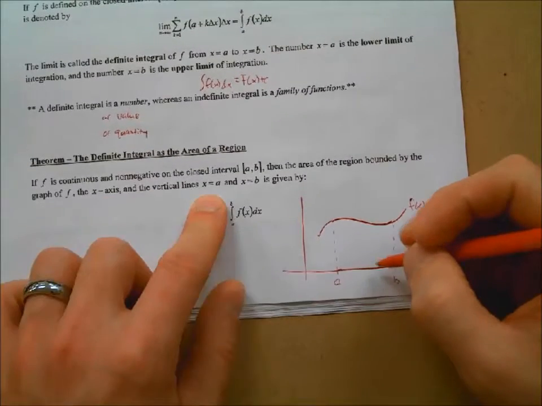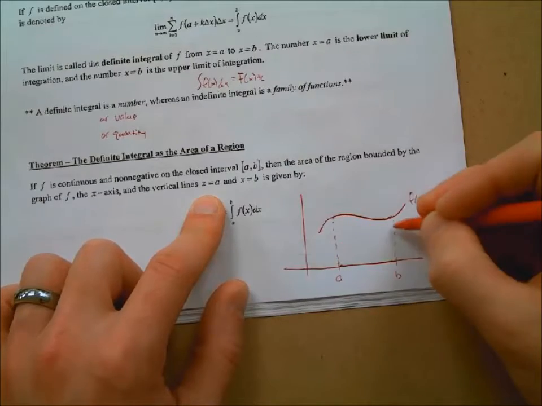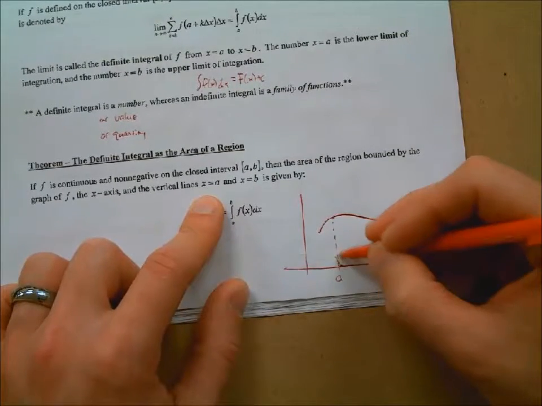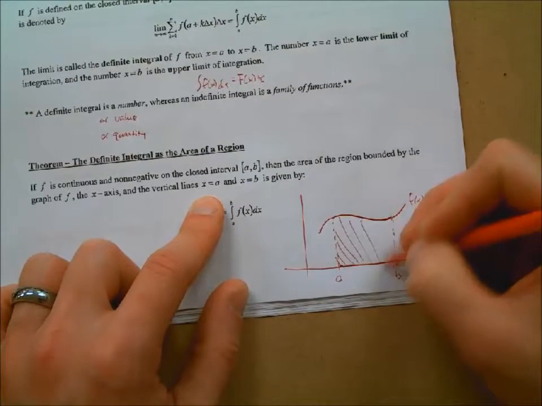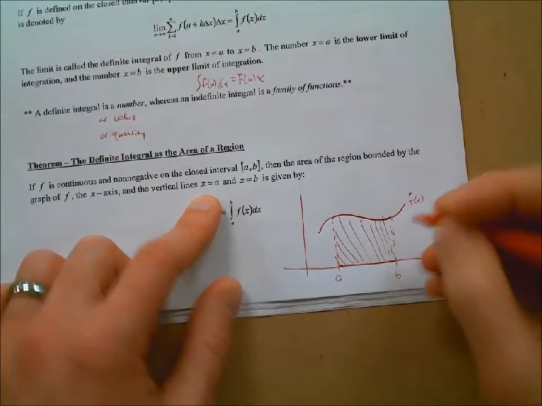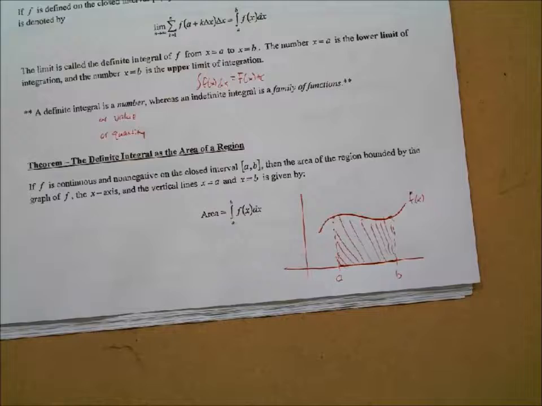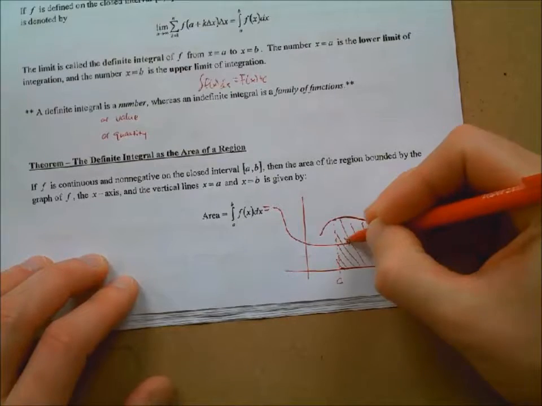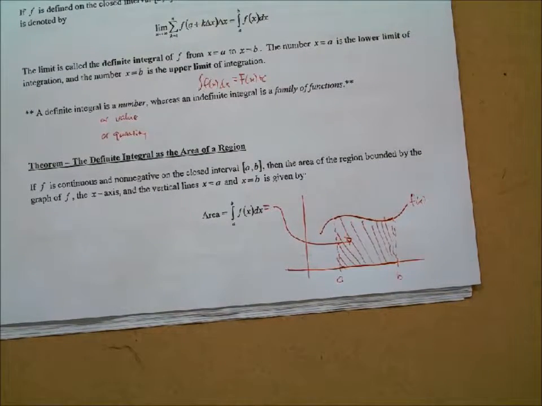Right? And then the vertical lines x equals a, there's a boundary, and x equals b, there's a boundary. And so what region is enclosed by that? It's this region right here. That region is bounded by all four of those things. And so this equals this area, this quantity. Okay, what that value is.